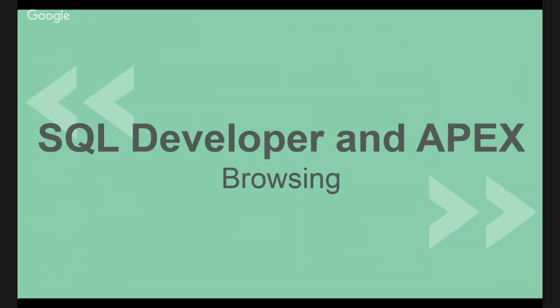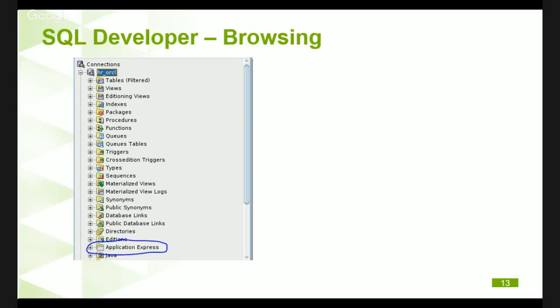All right. Now that we've glossed over some of the SQL Developer items, let's talk a little more about how it relates to Application Express and what we can do with Application Express. And its browsing. So how do we get to the browsing capabilities? In the Connections panel, we're going to go through a series of screenshots.